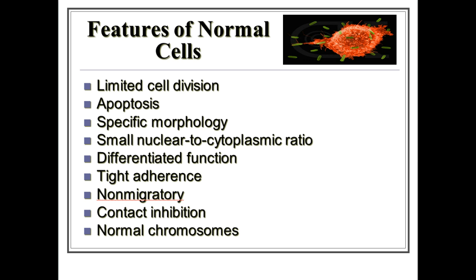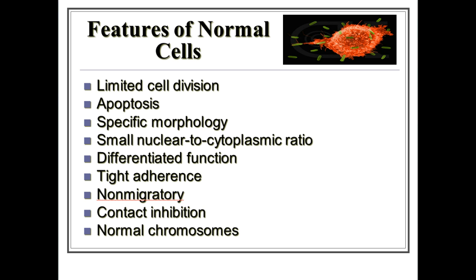So, features of normal cells: their limited cell division, apoptosis, which is the timely death of a cell, a specific morphology, a specific way that they look and a specific size that they are, a small nuclear to cytoplasmic ratio. They have a differentiated function, which means that they're different from everything else. Each cell that belongs to a specific organ or whatever it is has a specific function.